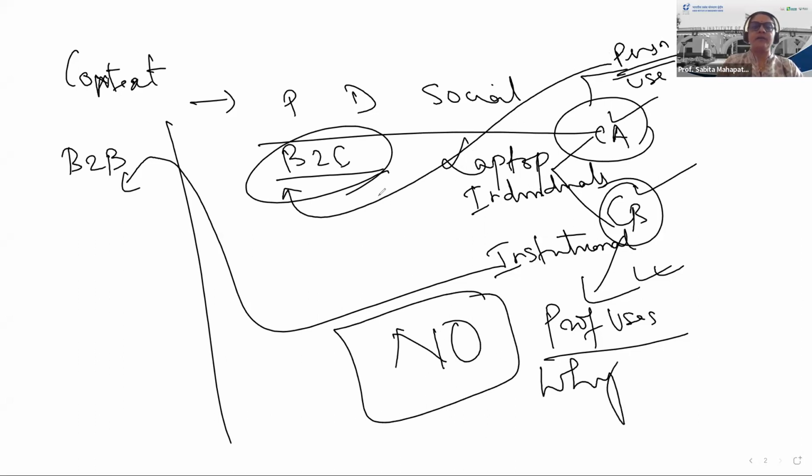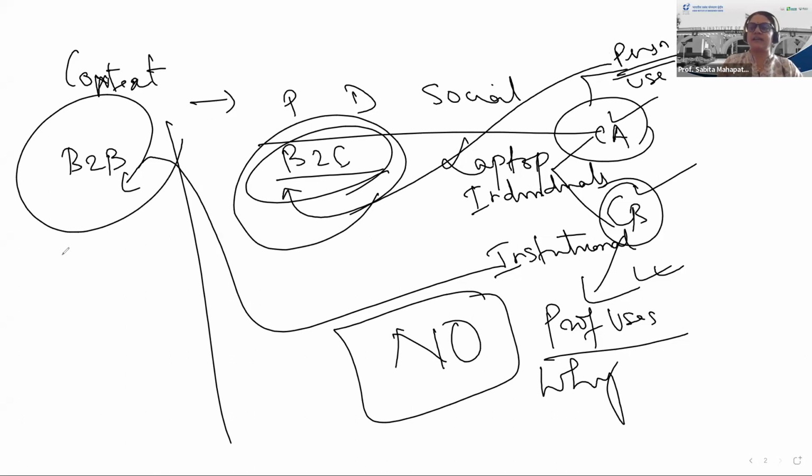Why? Because there is a difference in the context. If customer A is me, I will be buying a laptop for my personal use or for my family use. And the same customer, which is me, may be buying laptops in bulk, as I am a part of the purchase committee. So my buying behavior as an institutional buyer vis-a-vis as an individual buyer will be different. So let's try to understand what is the difference.